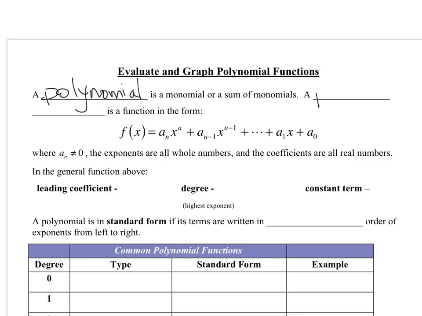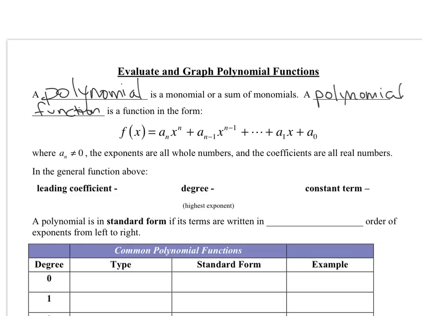A polynomial function is a function that has the form that you see on your paper. So f of x equals a sub n, x to the n, and then it goes down to our constant term. This very last a sub 0 is considered a constant term. And it says where a sub n does not equal 0, so that very first term cannot equal 0.